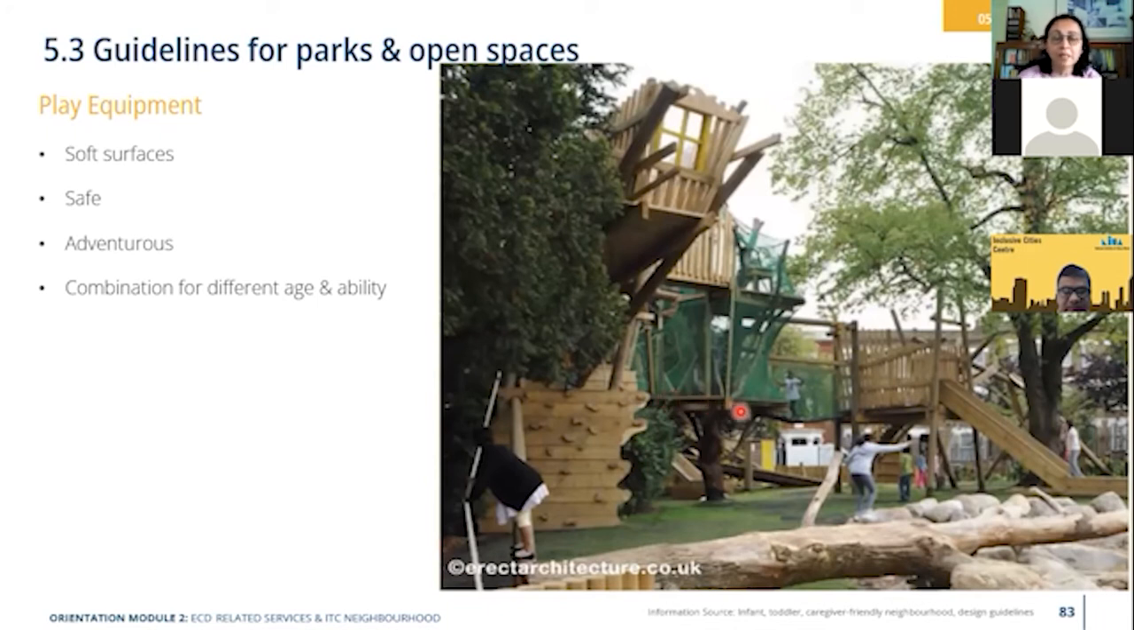So we can combine playing objects with soft artificial rubber. These are the things that are used, but we can instead use sand and wood wherever possible. So of course, checking the safety regulations, but these can be introduced. So it enhances sensory play, adventurous play, especially for differently abled children. This would be very, very useful. So play equipments can have lots and lots of natural elements also.